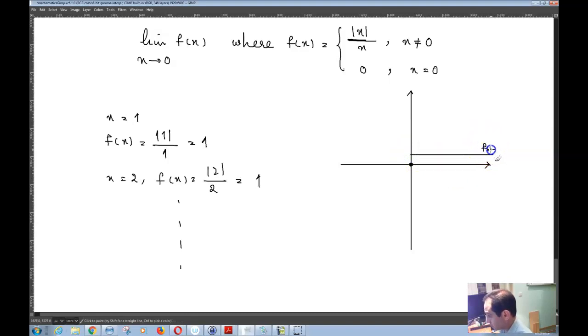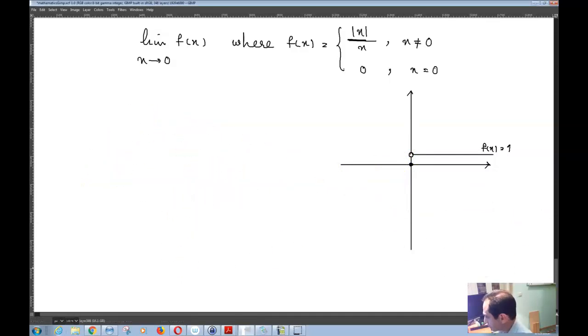This is f of x is equal to 1. But of course, over here, you know that this is not a part of the function, so you have to take that out. Now, when it comes to negative x's, the output of the function changes, goes to -1. Meaning that if you have x is equal to -1, then f of -1 is going to be basically the absolute value of -1 over -1, which is equal to 1 over -1, which is equal to -1.